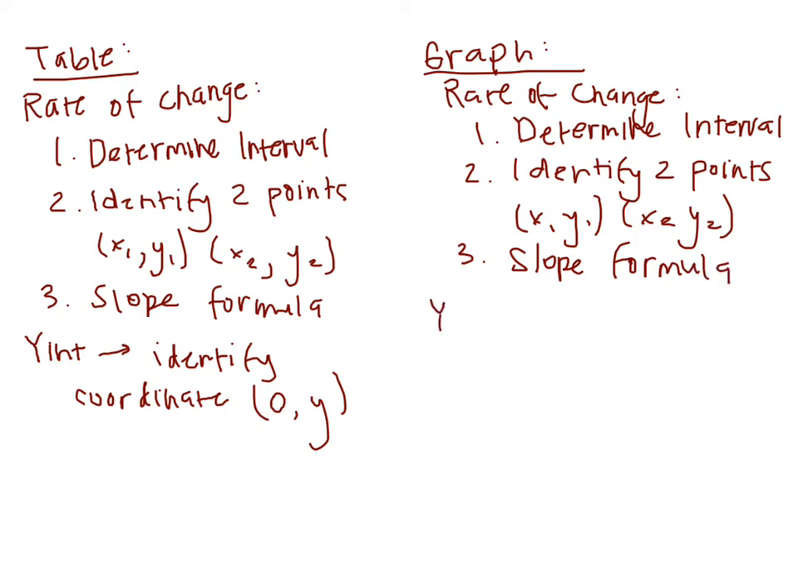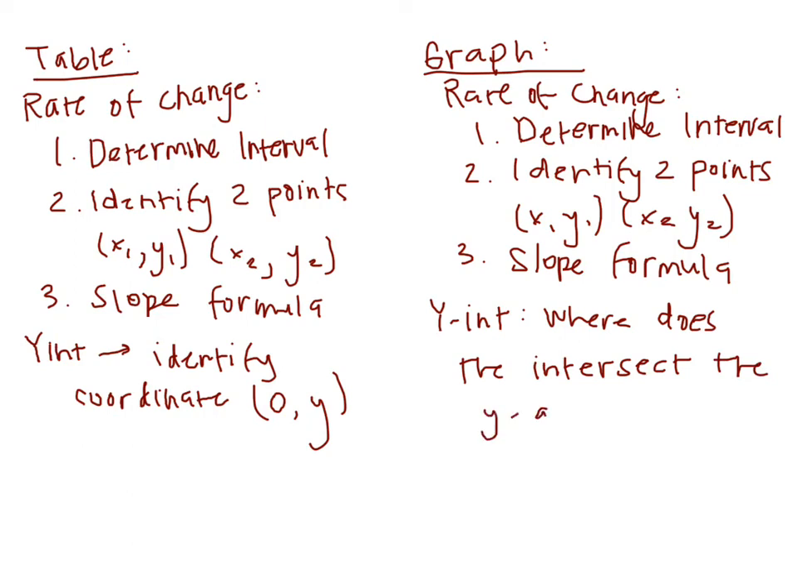The y-intercept is probably the easiest to find on a graph. All you have to do is look at the graph and ask yourself, where does the line intersect the y-intercept, or the y-axis? And then that tells you exactly where your y-intercept is by using the coordinate 0, y.